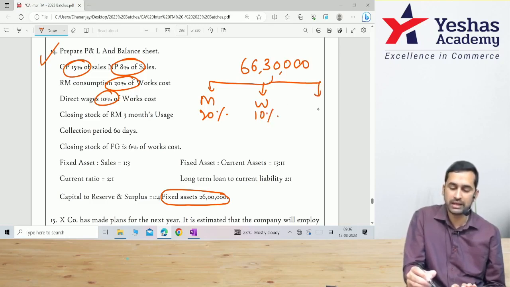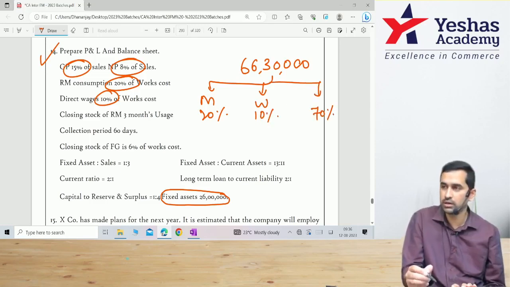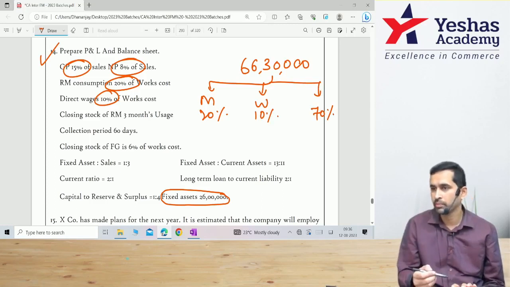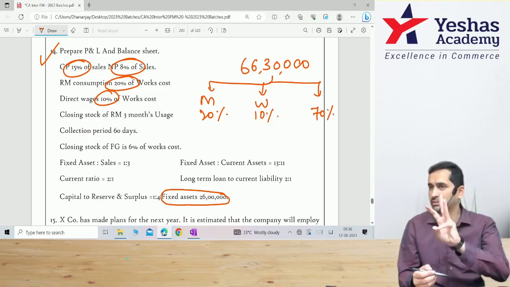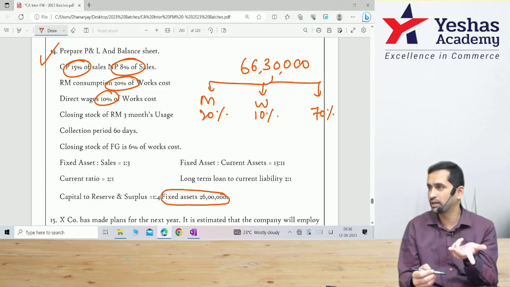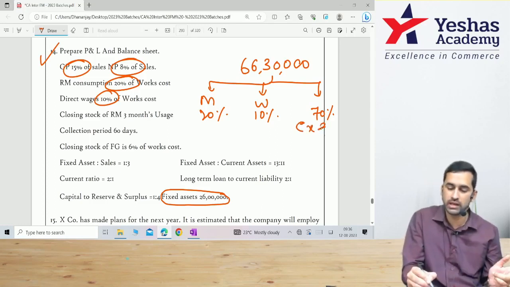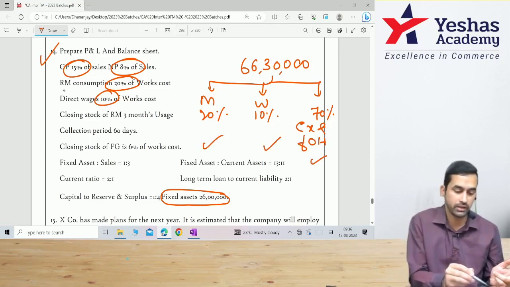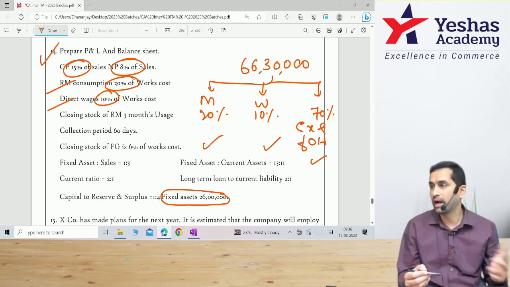Sir, what is the balance 70% now? What should this be? You can have only three items: material cost, labor cost, and third should be expenses and factory overheads. So you can treat it as expenses and factory overhead. With this, my direct material is ready, direct wages ready, and factory overhead will be the balancing figure.